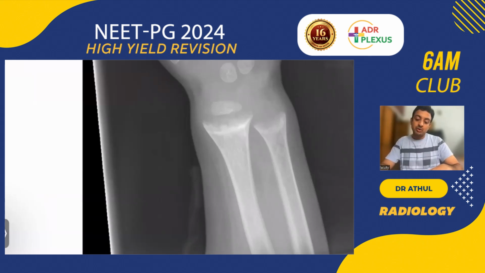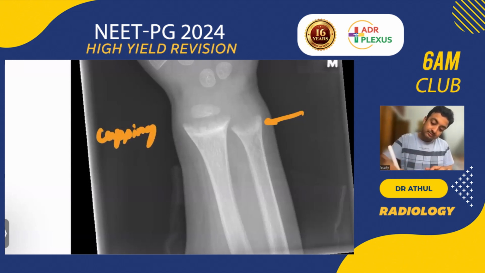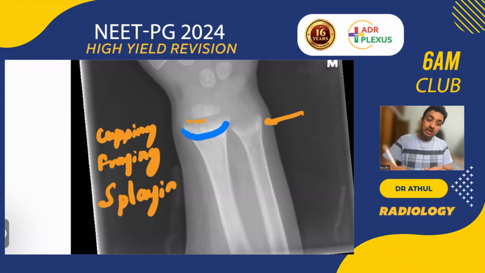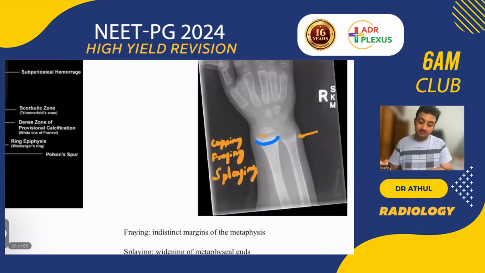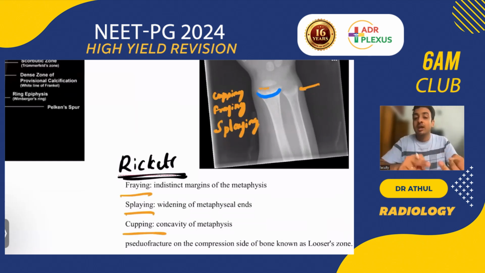So sometimes they can show you a radiograph like this. If they are showing a radiograph where there is cupping, see there is a cupping, then there is fraying and widening called as splaying. So when you are hearing cupping, fraying and splaying, what will be the answer? Excellent. This is rickets. So you should know how to differentiate between vitamin C deficiency, scurvy, and vitamin D deficiency, that is rickets. Both are very, very important.